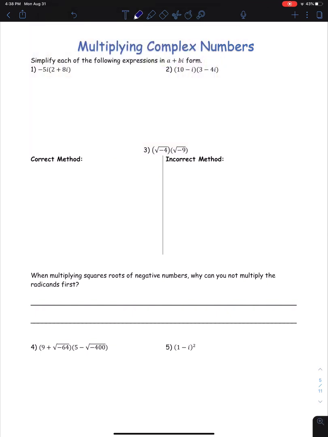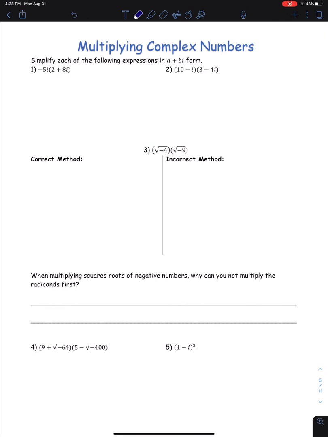Gotta change the color, that's important. So simplify each of the following expressions in a plus bi form. Gotta get in simplest a plus bi form. So, looking at number 1, feel free if you guys want to give this a shot. Do 1 and 2 and then play the video once you're done, and see if you're correct. But I'll just go over 1 and 2.